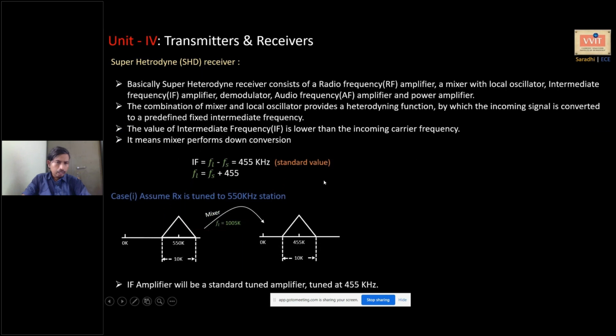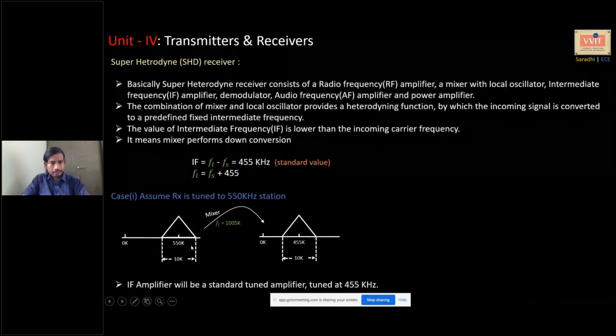Let us see. Suppose your receiver is tuned to this 550 kilohertz signal, then the local oscillator frequency should be 1005 kilohertz, so that the output of the mixer will be centered at 455 kilohertz with a bandwidth of 10 kilohertz. Is this clear?